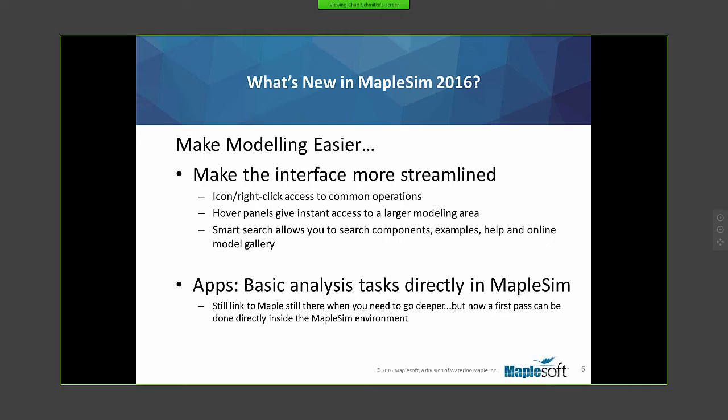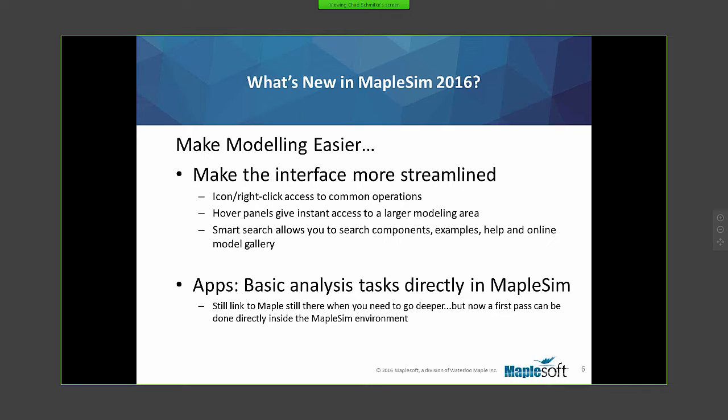So, making modeling easier. The first focus has been on making the interface more streamlined. The pieces here are the right-click access, so a lot of things that were buried before between right-clicks or complicated menus we've now made quickly available through icons and buttons in the interface. We've also taken the idea of using hover panels. These are panels that you can quickly call in. They'll come over top, give you access to things like the library, but then you can back them away when you need to see the entire modeling area.